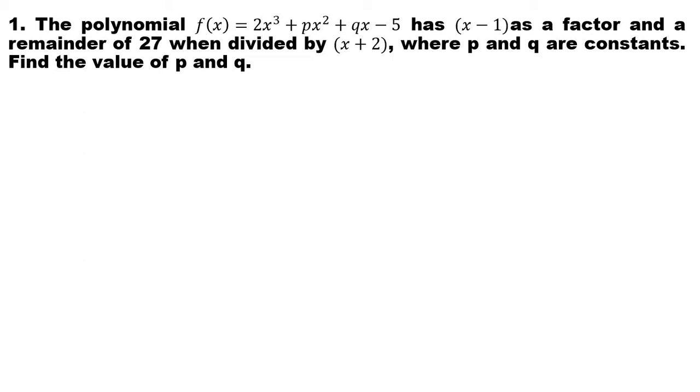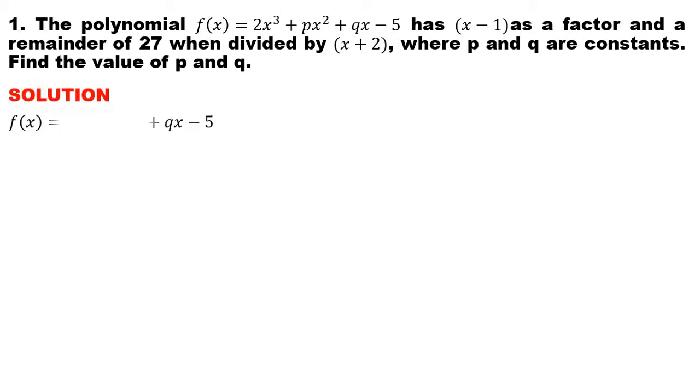And a remainder of 27 when divided by x plus 2. So if we divide by x plus 2, we'll have a remainder of 27. P and Q are constants, and we are to find the value of these two constants, P and Q. So let's do this together.